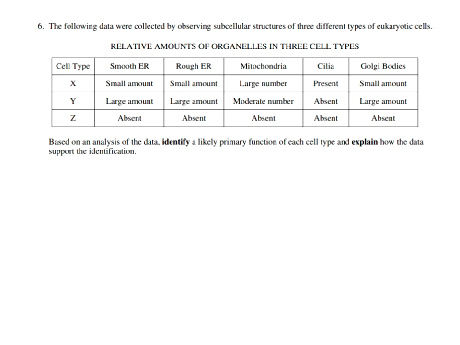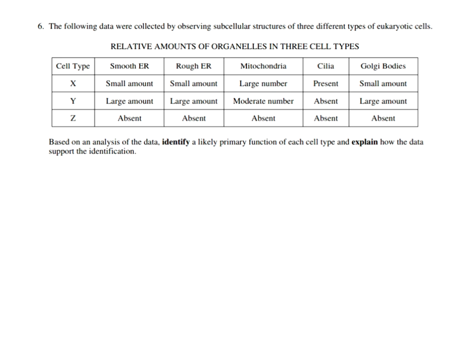Okay, now this is a free response question, so I just wanted to give you an idea of what a free response is. This is one of the ones that would only be worth 3 points, just to give you an idea of what some of these look like. This says the following data were collected by observing subcellular structures of 3 different types of eukaryotic cells. So we have 3 different cells, X, Y, and Z, and this gives us data on what types of organelles are in those different cells.